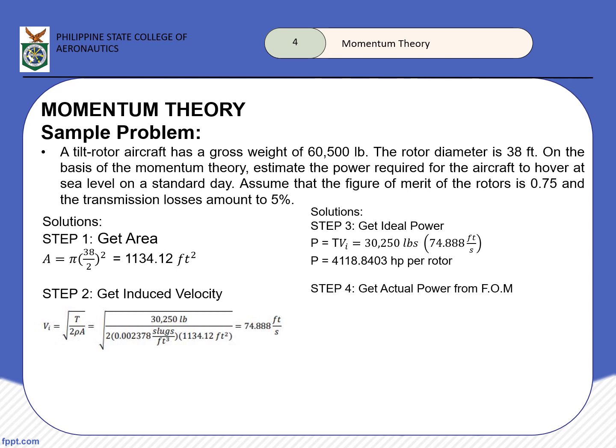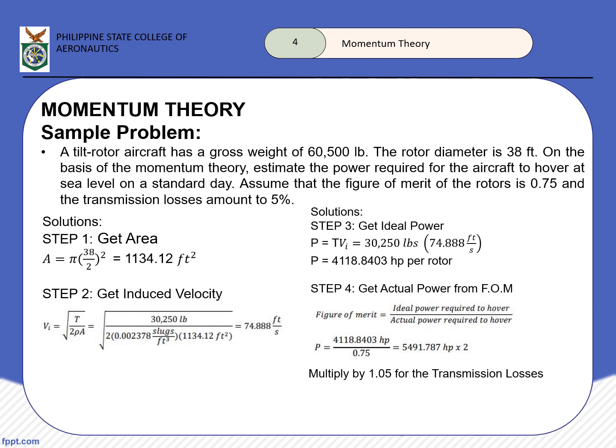For step 4, get the actual power from the figure of merit. I gave you a while ago the formula for figure of merit. It is ideal power required over actual power required. Since we have our ideal power, we would be able to get the actual power required. Then, we would be multiplying it by 1.05 for the transmission losses. So, we have to take into account the 5% transmission loss, which would give us the final answer of 11,532.7528 horsepower.